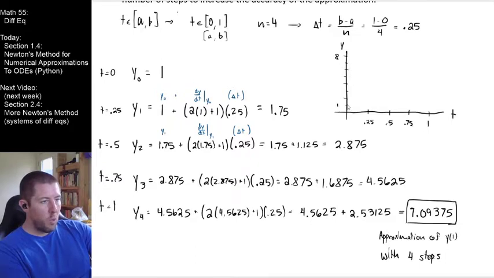So there's 1. So we started right there. There's our initial condition. That's y sub 0. We then updated and we got up to 1.75, but notice that we did that by traveling in a perfectly straight line. Then we updated again and we got up to almost 3.